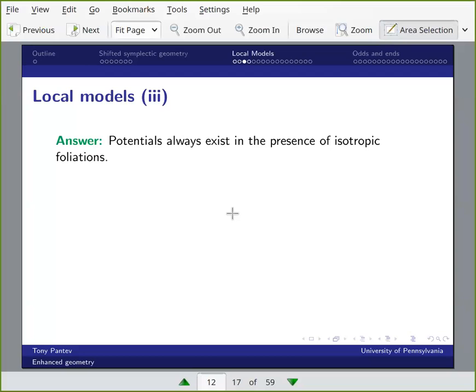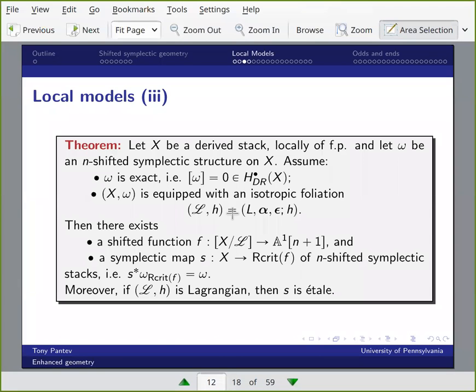So the point is that they always exist if you have an isotropic foliation on your symplectic guy. And in fact, the potential is really something that comes from an isotropic foliation. So here is the statement: take a derived stack, locally finite presentation. Suppose that you have an n-shifted symplectic form, and assume that it's exact. I mean, these derived critical loci are always exact.